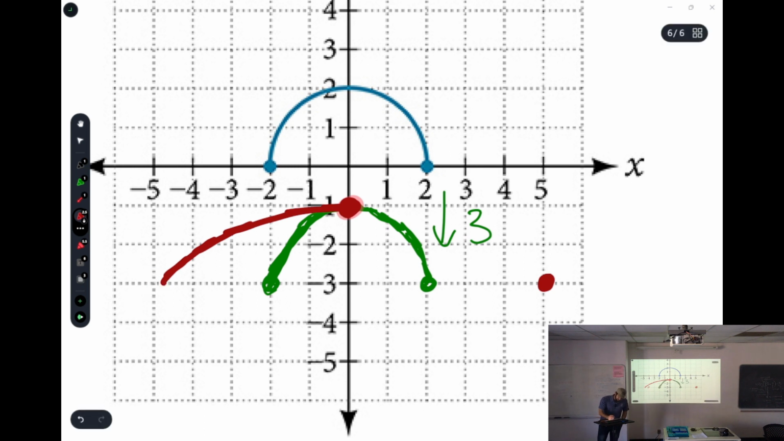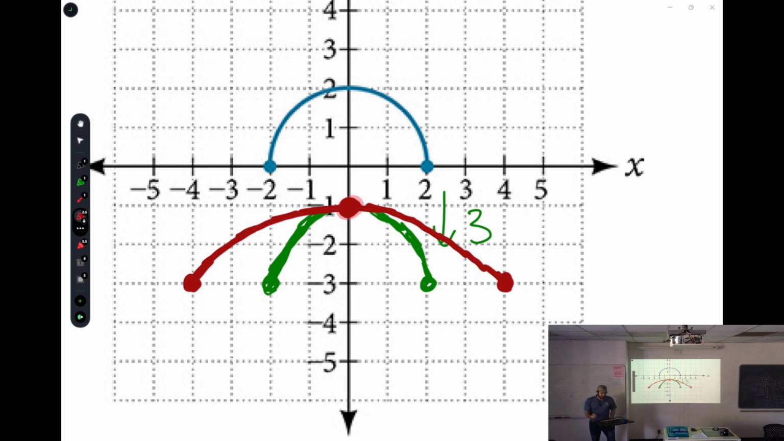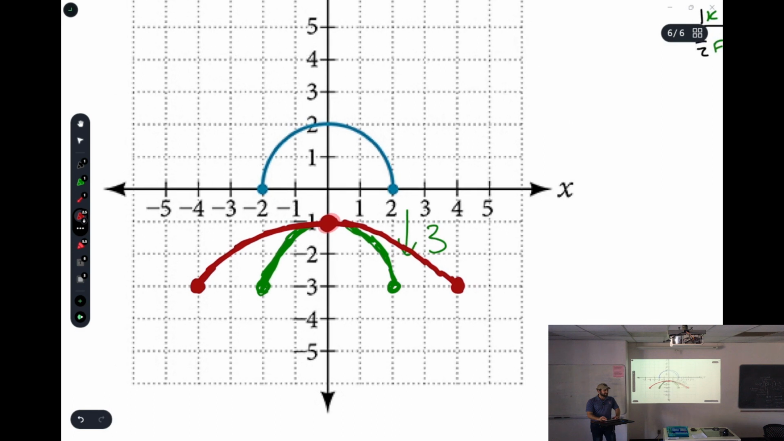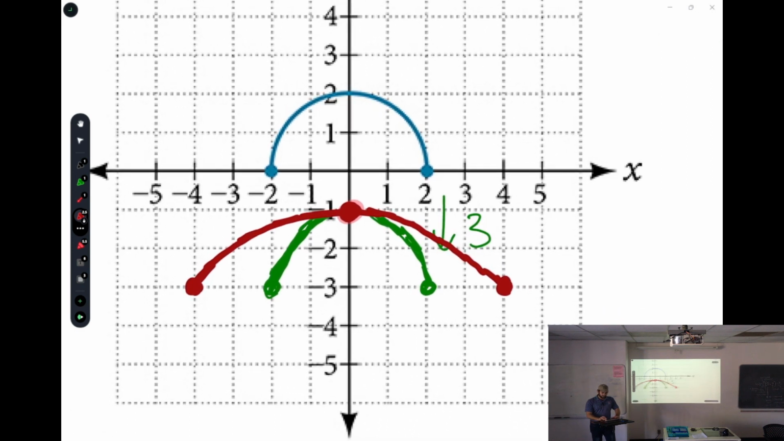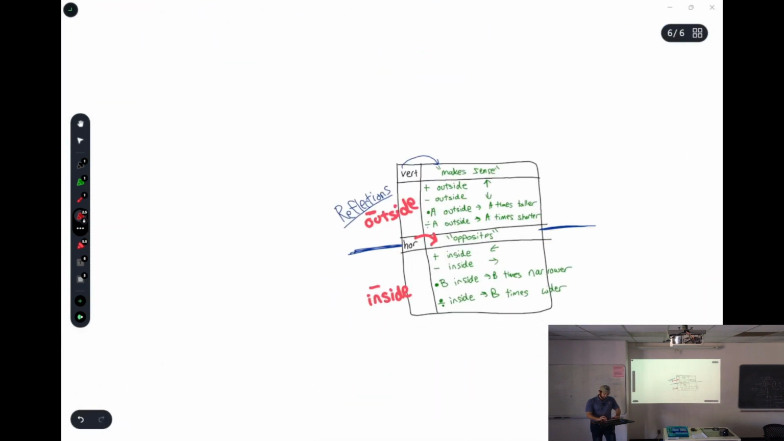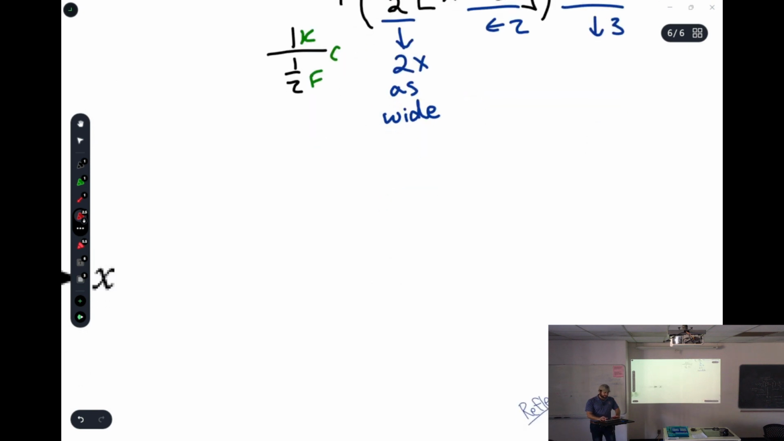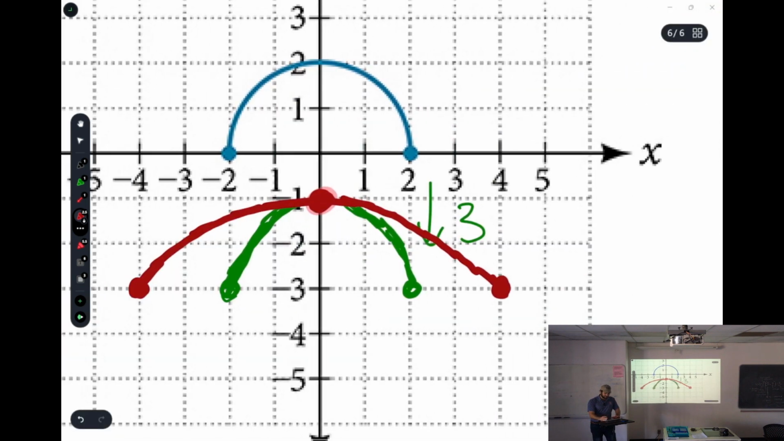Oh, what am I doing? Oh, I did 5 on both of them. That's so dumb. Okay, so that's our stretch. That should have been a 1/2 on the inside. Is that what it was? Or was it a 2 on the inside? Yep, 1/2 on the inside. Yay. I was not wanting to scroll over. That's 1/2 on the inside.